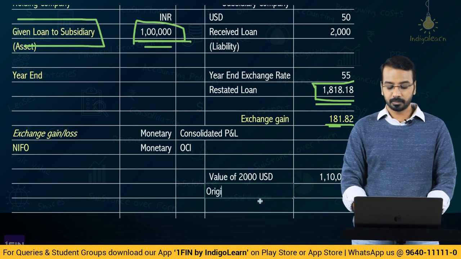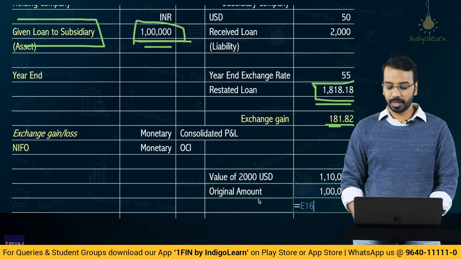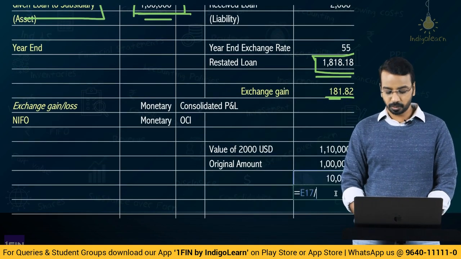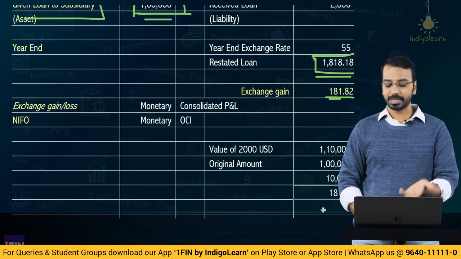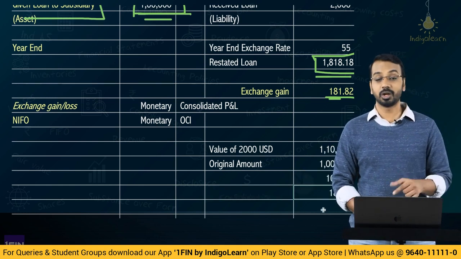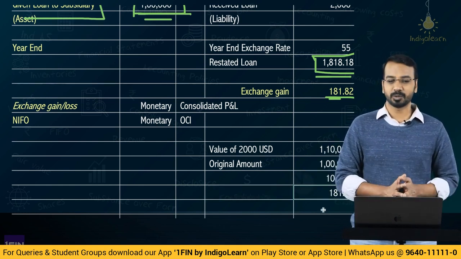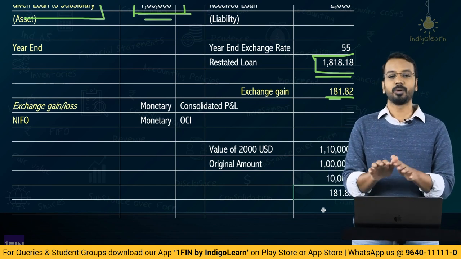Okay, original amount is 1 lakh. So, you actually have made a gain of 10,000, basically the exchange gain, and if you translate it at the closing rate, what do you get? You get the same 181.82. So, that is the logic you need to understand when we talk about intra-group transaction. So, this is one transaction where I talked about a loan.